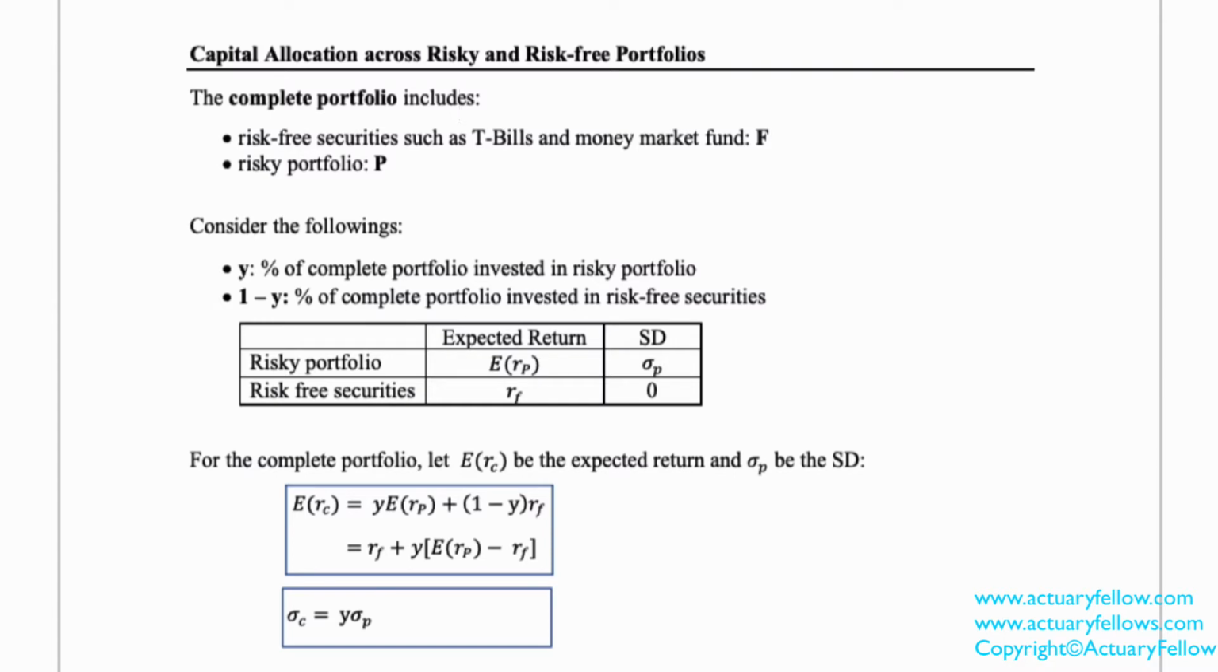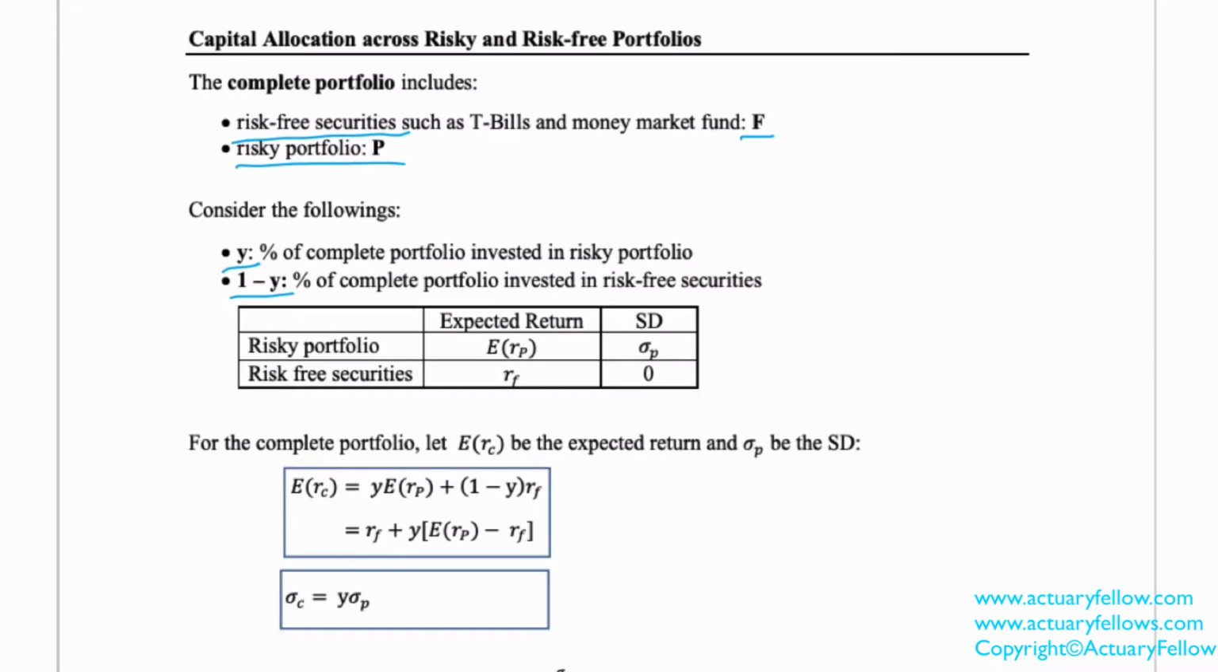The complete portfolio includes risk-free securities, such as T-bills and money market funds, denoted by F, and risky portfolio, denoted by P. Let Y be the percentage of the total investment invested in the risky portfolio and 1 minus Y in the risk-free asset. The expected return of the risky portfolio is denoted by R_P, and standard deviation is sigma P. For risk-free securities, expected return is R_F, and standard deviation is 0.